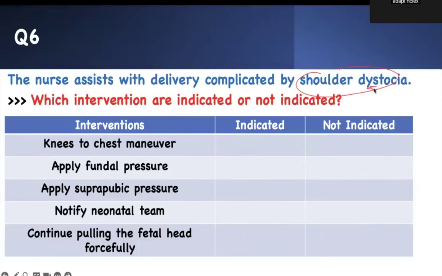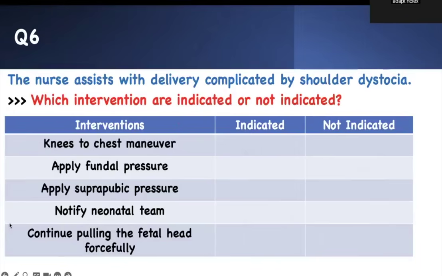The baby is not coming out because his shoulder is locked in place, probably due to the pelvis being too small or due to presentation. How do you relieve the baby from shoulder dystocia? That's all. That's the intervention. Do you encourage knee to chest position? Apply fundal pressure? Apply suprapubic pressure? Notify the neonatal team, or tell the mother to continue pulling the fetal head forcefully? Would you do that? What are the interventions?